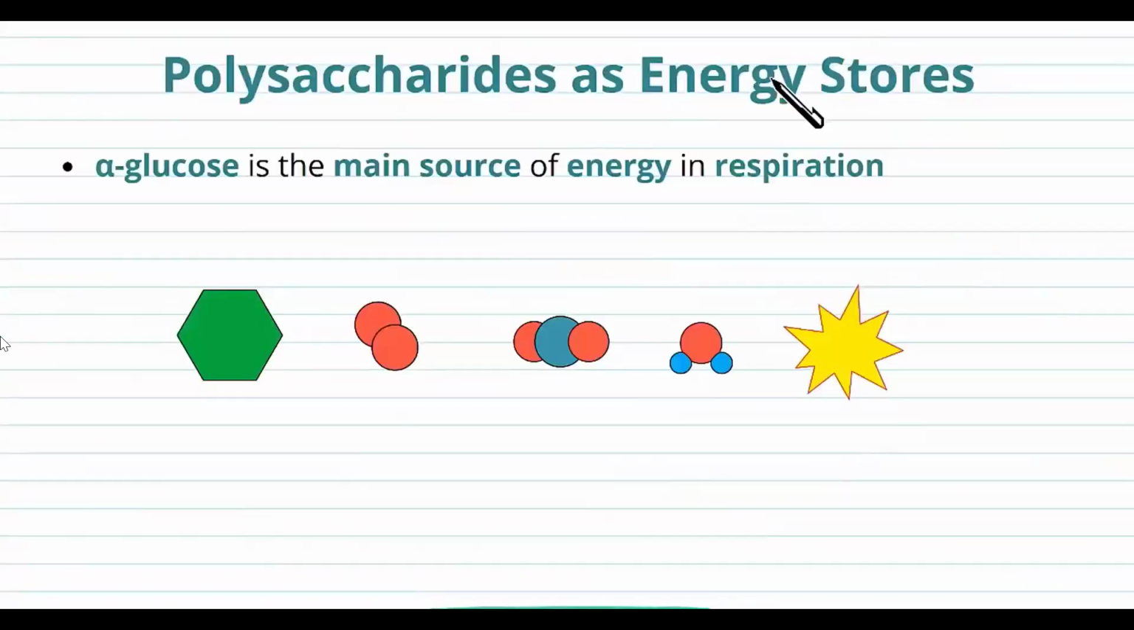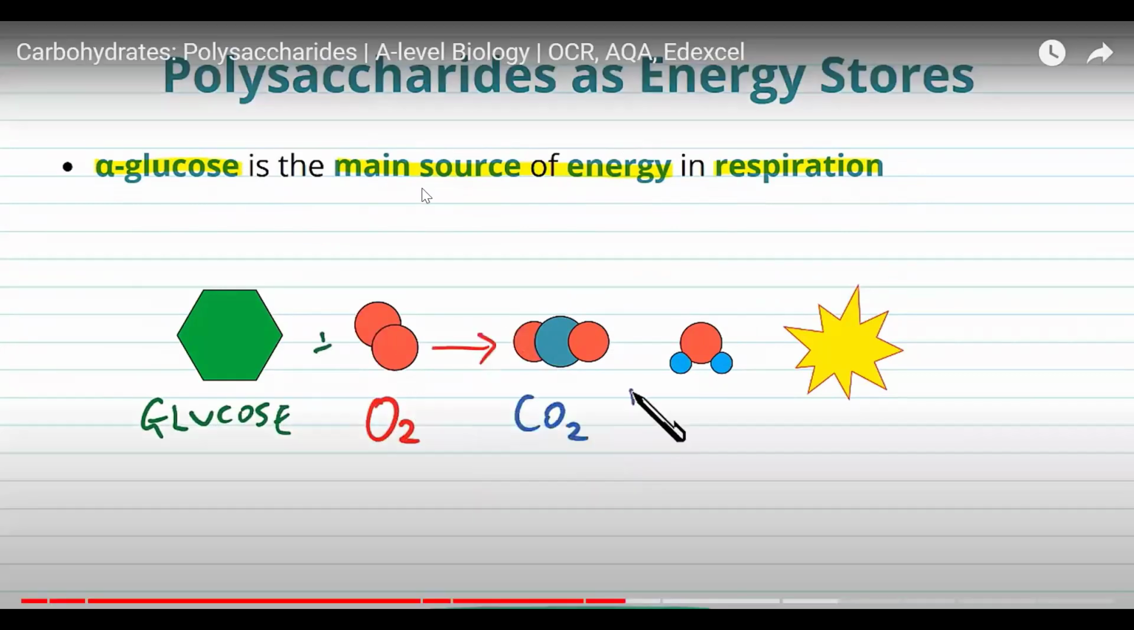Polysaccharides are important energy stores for both plants and animals. Plants and animals need to carry out respiration, and the main source of this is alpha glucose. It's the main source of energy for any respiration in any cells. So a molecule of glucose is combined with a molecule of oxygen. In respiration, these produce the waste product CO2. So this is how you should also know that these monosaccharides are also used in respiration. Got it?